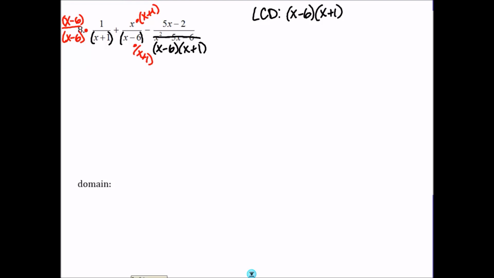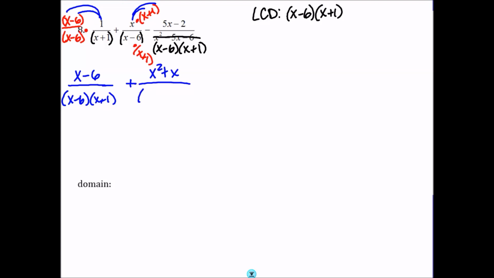Now we distribute. We end up with x minus 6 over x minus 6 times x plus 1, plus x squared plus x over x minus 6 times x plus 1, minus 5x minus 2 over x minus 6, x plus 1.